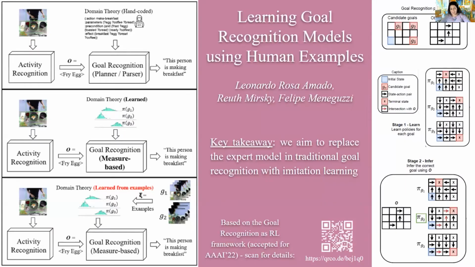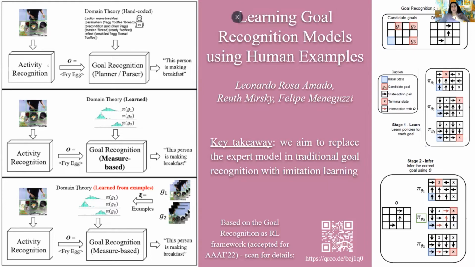Hi, yeah, this is my talk. It's work with Leo, Rosa, Amado, and Felipe Meneguzzi. What we have been doing in our work, basically, we come from the goal and plan recognition community, where our aim is to try and understand the goal of an agent, usually a collaborator that we want to work with.